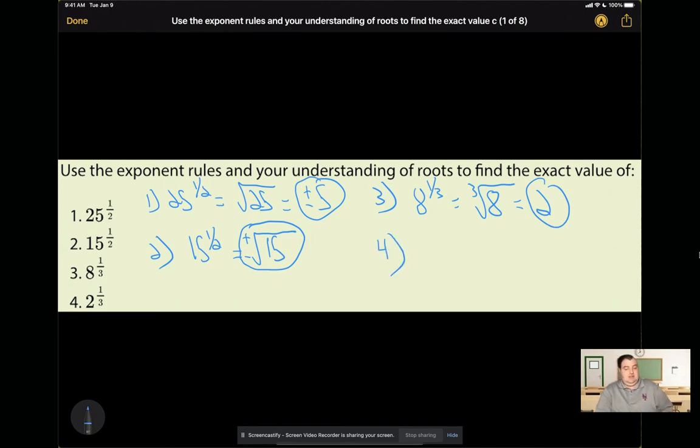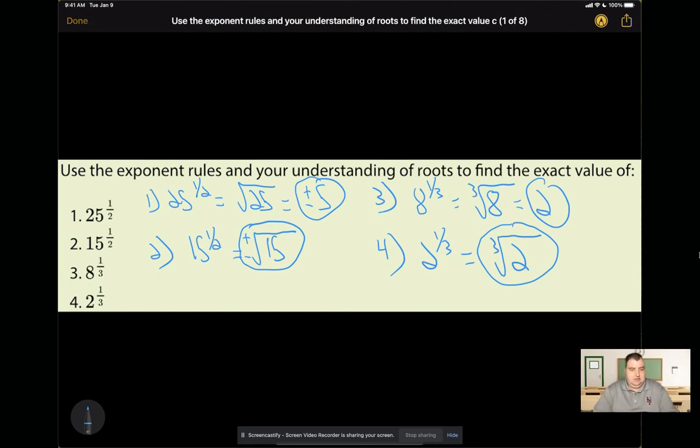And then lastly in this section, 2 to the 1/3 power, that would be the same thing as taking the cube root of 2. And the cube root of 2 is not a perfect cube. It's going to be a decimal, so I'm just going to leave it as cube root of 2. But again, I don't need to do plus and minus.